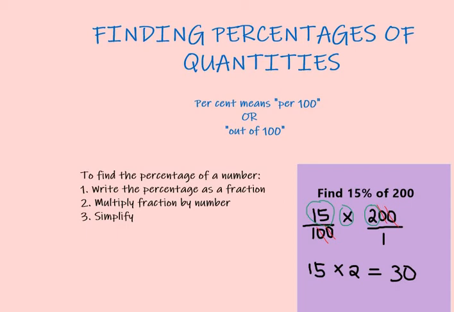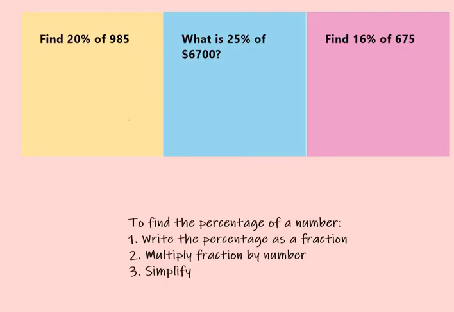Let's do a couple more examples. In the yellow square, the question says, find 20% of 985. Let's remember the steps below. 1, we're going to write the percentage as a fraction. So 20%, we write our 20 out of 100 because percent means out of 100. And step 2, multiply the fraction by the number that we want to find the percentage of. That number is 985.